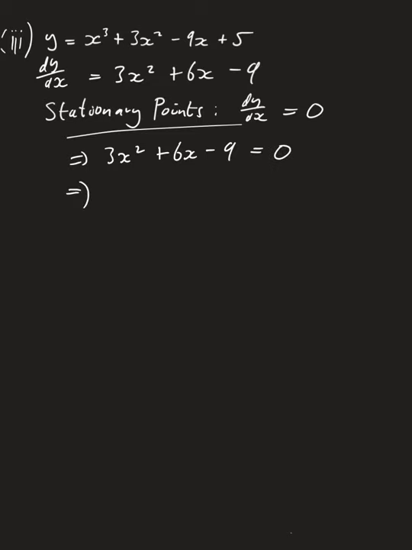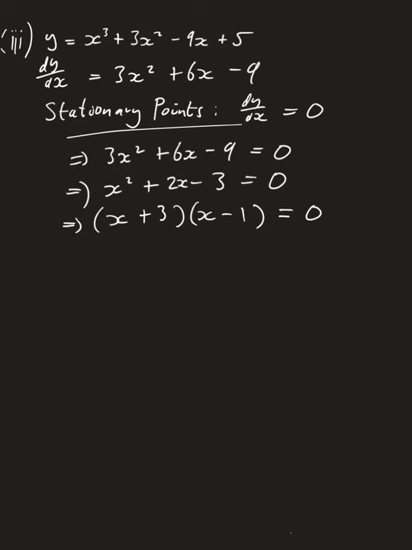So we want to solve that for x to find our stationary points. The first thing we can do is divide both sides of that equation by 3, and we get x squared plus 2x minus 3 is equal to 0. Then we'll try and factorize this. So we have minus 3 and 2, so x plus 3 and x minus 1. If I multiply that out, I get back the previous equation.